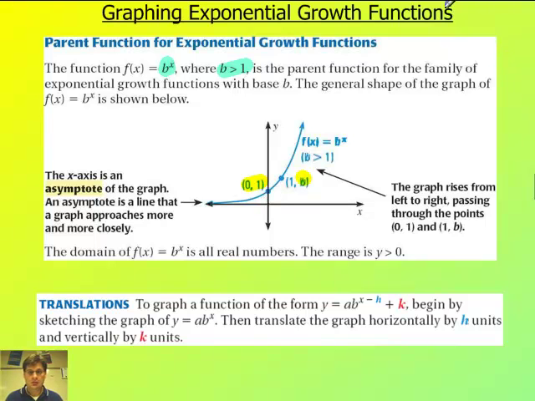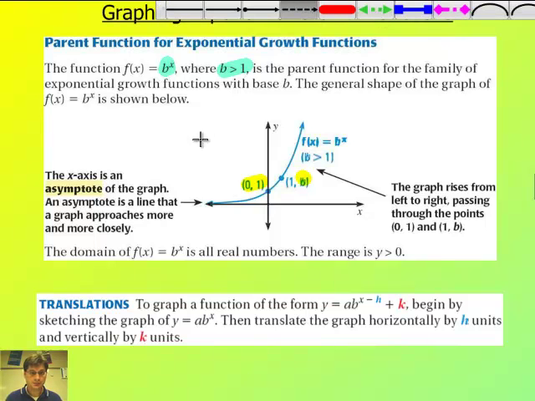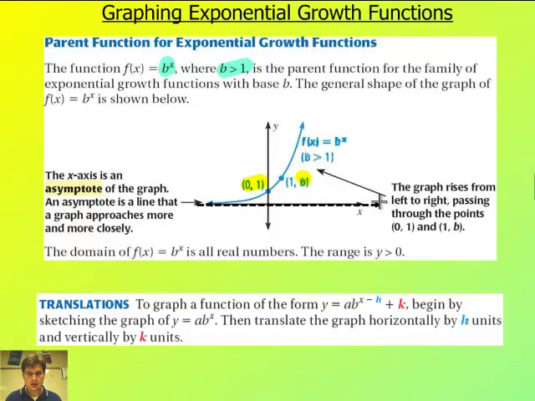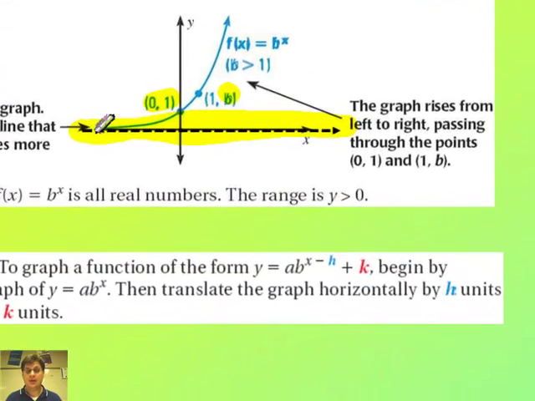Also, you want to remember that when we first talked about parent functions, this particular function had an asymptote. In this case, the asymptote runs along the x-axis. So it'll get closer and closer to the x-axis, but it'll never touch it.